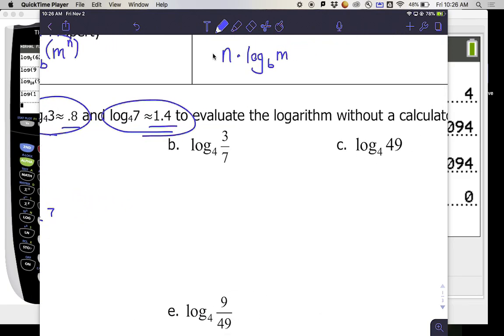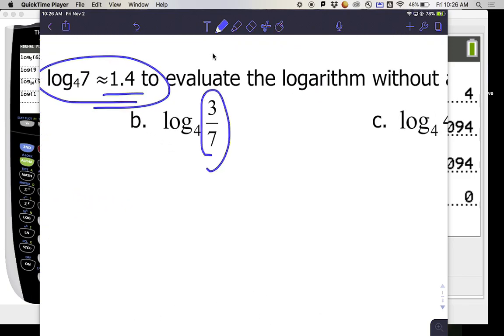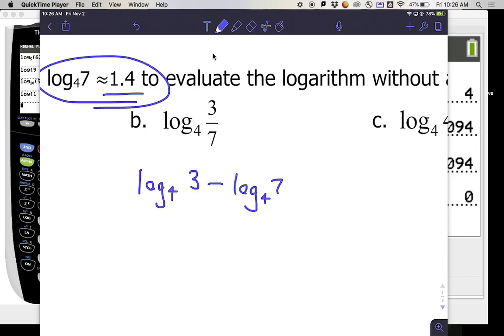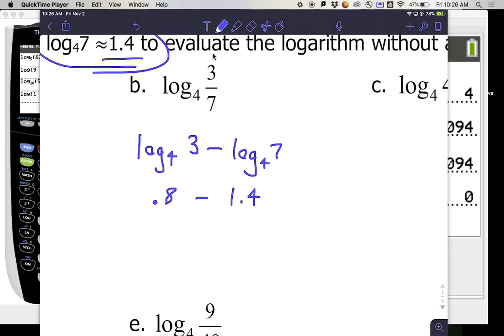So kind of the same idea here on B. Now they actually gave us a number we can work with here, 3 over 7. So we can do this pretty easily. We're just going to write log base 4 of 3, and then since it's division, we'll subtract log base 4 of 7. And then from here we can use those two decimals that we had. So we had 0.8, and then we had 1.4. All right, and then once you subtract, I think you get negative 0.6, and that should be your answer.